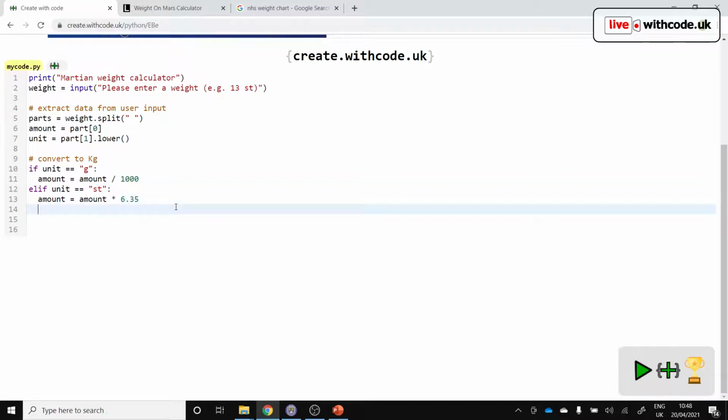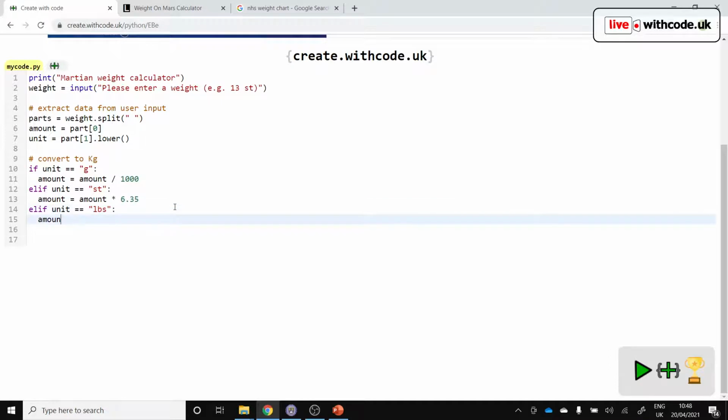6.35. Otherwise, if you're American and you weigh everything in pounds, then we can still convert to kilograms, but we have to multiply by 0.454.